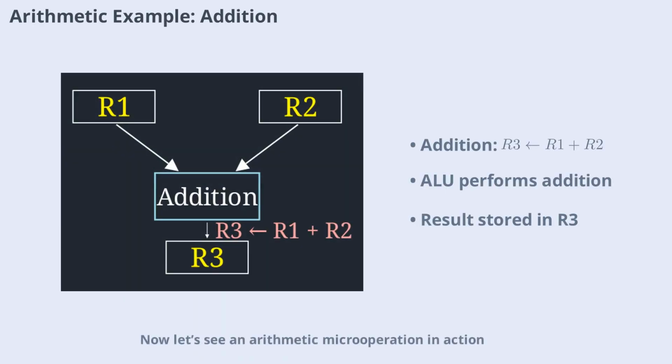Now let's see an arithmetic microoperation in action. Imagine adding the contents of registers R1 and R2 and storing the result in R3. This operation is written as R3 ← R1 + R2. The CPU's arithmetic logic unit, ALU, performs the addition, and the result is placed in R3.